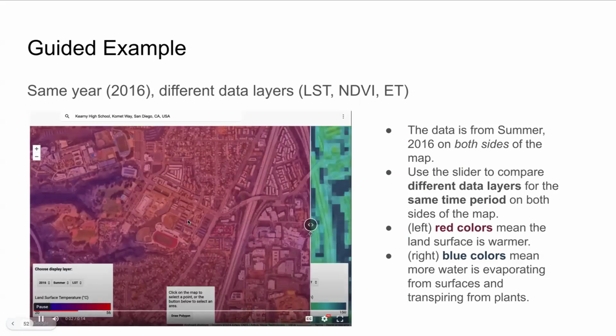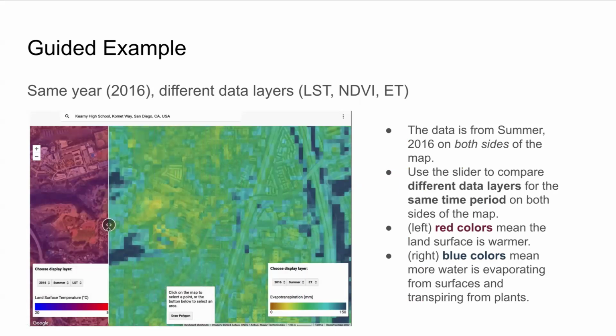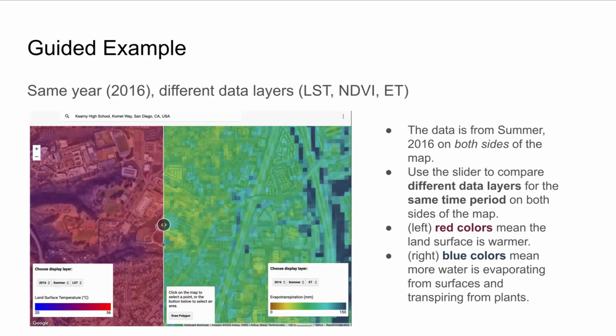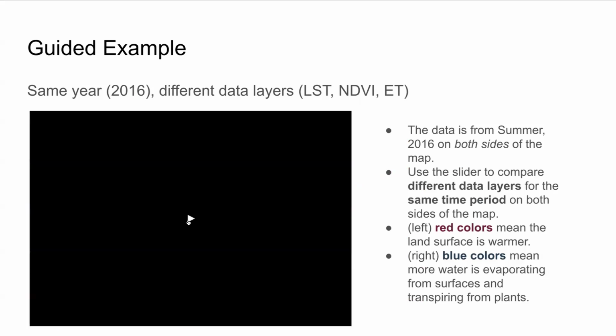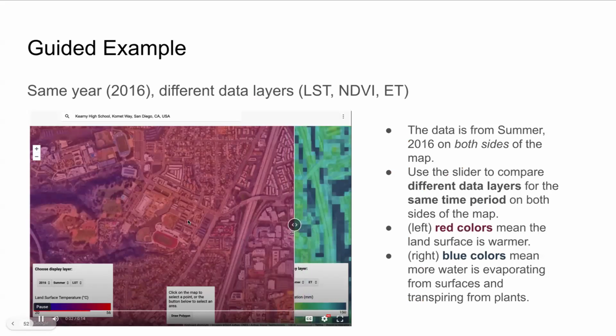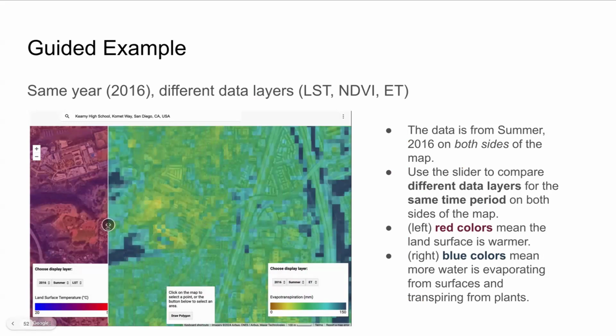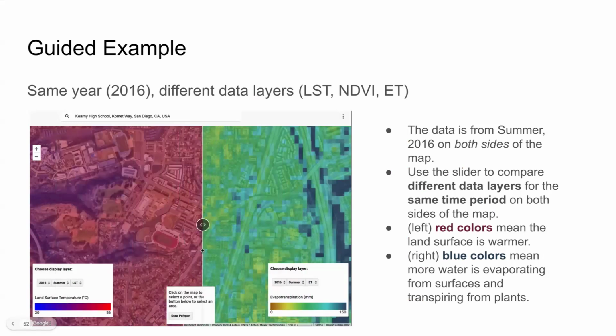This is the slider, which compares 2 different sides of the map. What we're looking at is the same year on both sides. We clicked 2016 on one side, the summer, and 2016 on the other side, the summer. You can see one side is land surface temperature, the other side is evapotranspiration. So you're using the slider to compare these different data layers for the same time period on both sides of the map.